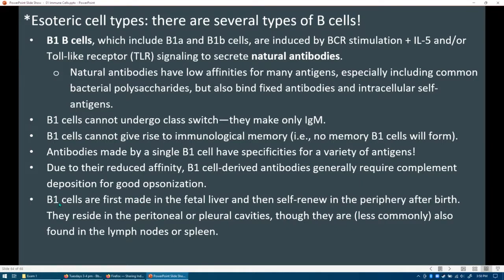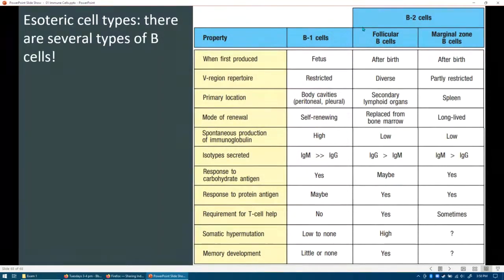They're first made in the fetal liver. The B1 cells are first made in the fetal liver, and then they self-renew in the periphery after birth. They're not so much in the lymph nodes, but they hang out in the peritoneal and pleural cavities, although they are also technically found in lymph nodes and the spleen. So this is a table comparing and contrasting all of those different types of B cells.